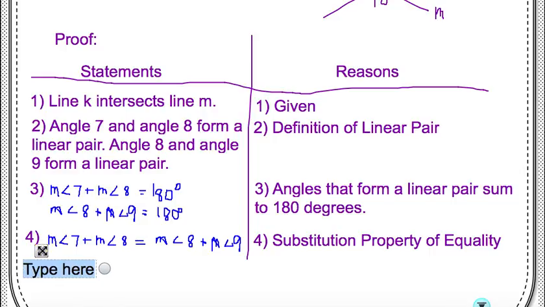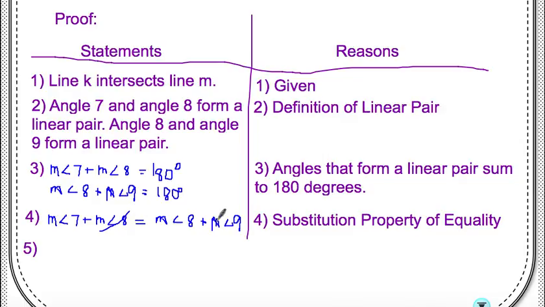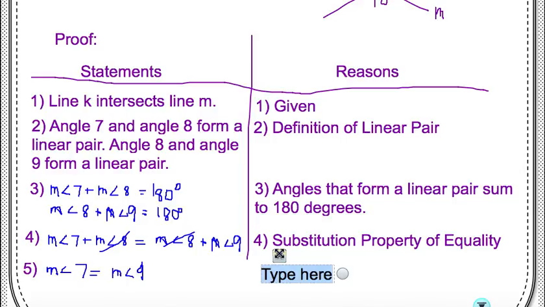Okay, the next part is, if you didn't notice this, the measure of angle 8 is on both sides of this equation. So what I can do is I can subtract measure of angle 8 from both sides. And I'm left with the measure of angle 7 is equal to the measure of angle 9. Okay? And that was, we subtracted the measure of angle 8 from both sides. This is the subtraction property of equality.